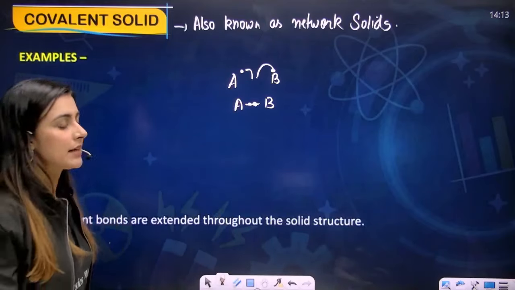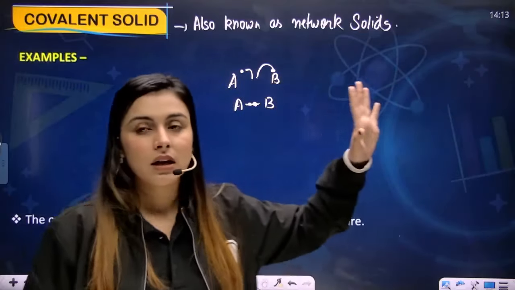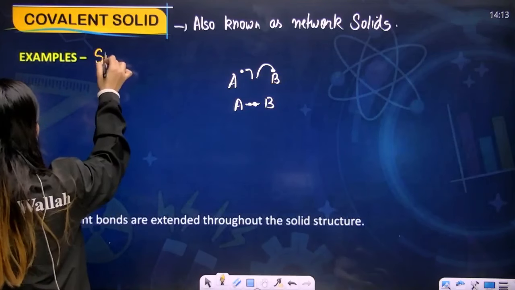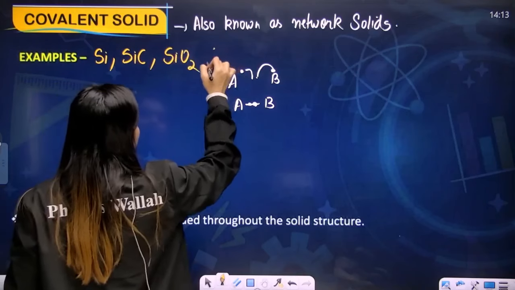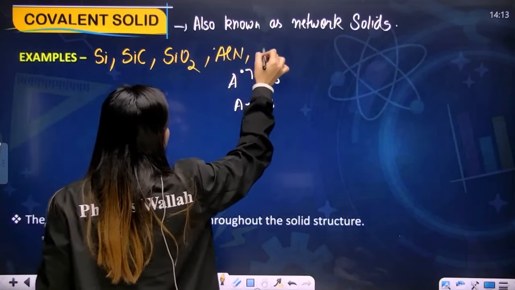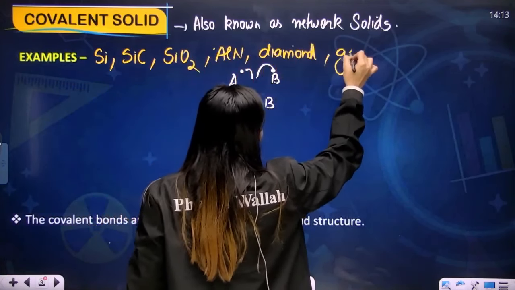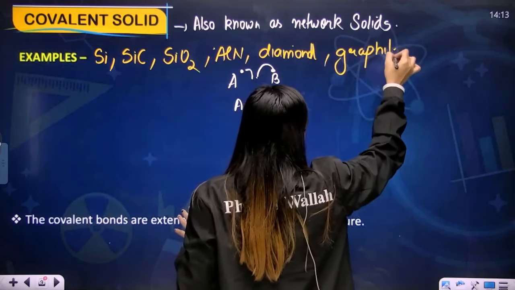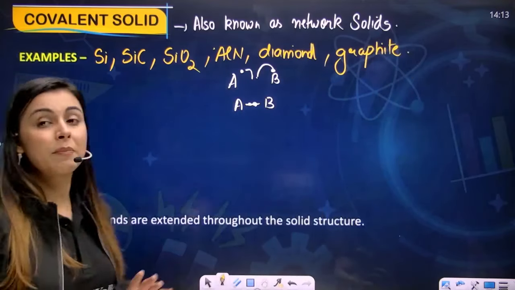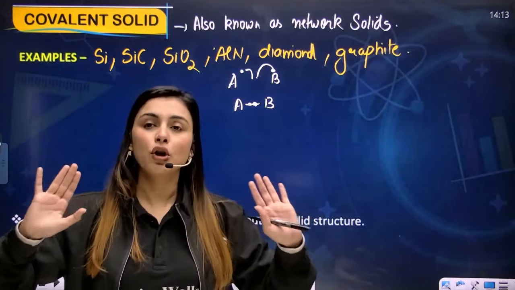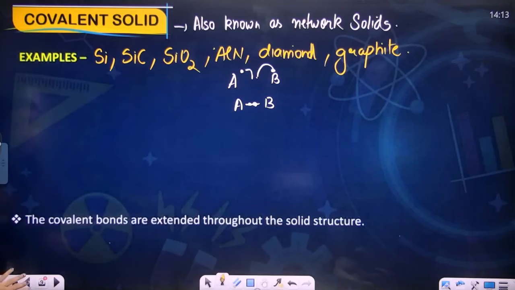Okay, now let's take examples, and you only need to remember these examples. You don't need anything else other than that. The examples are silicon, silicon carbide, SiO2, AlN, diamond, and graphite. These are the few examples that you need to remember for covalent solids. Yes, I hope you're clear with this.